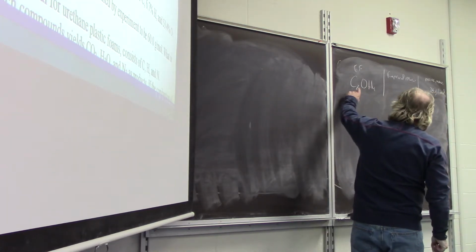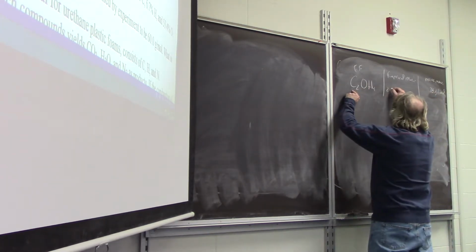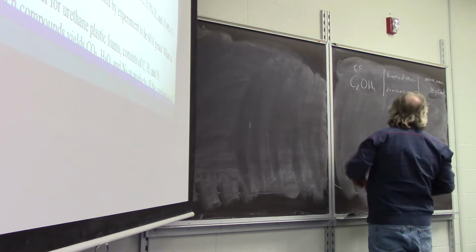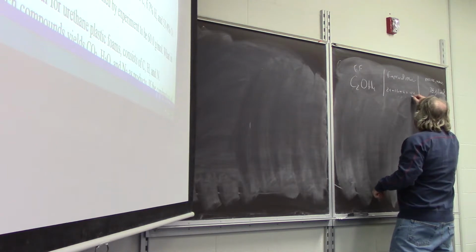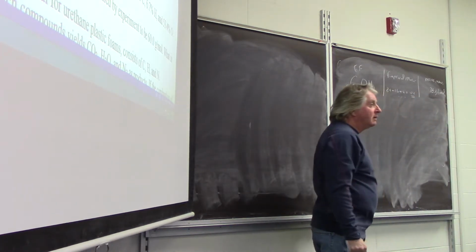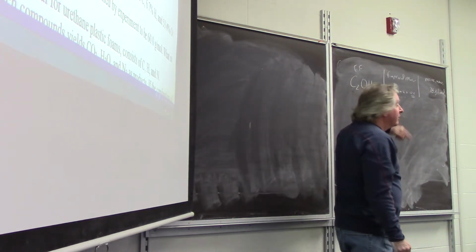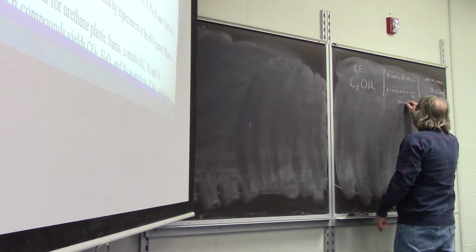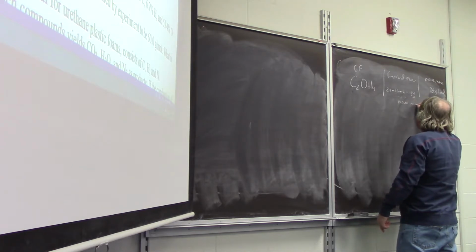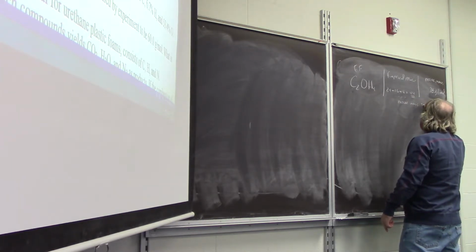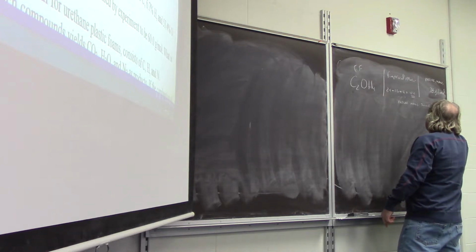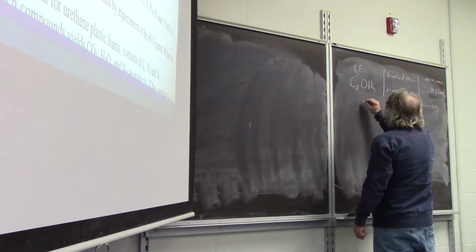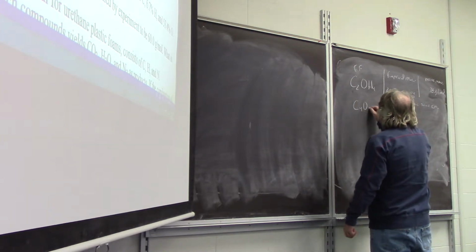And so this is 2 times 12, so it's 24, plus 16, plus 4, it's 44. All right, the molar mass is twice that, so you just have to multiply this whole thing by 2. So you get C4O2H8.